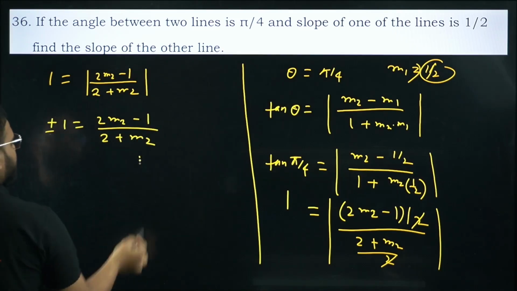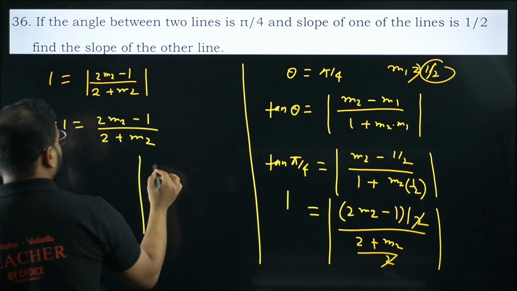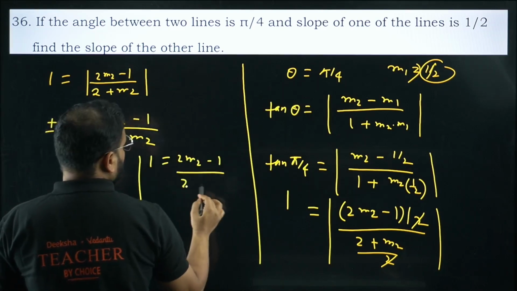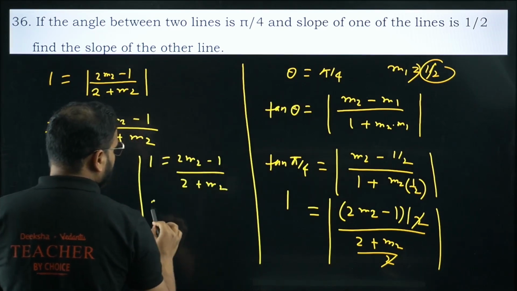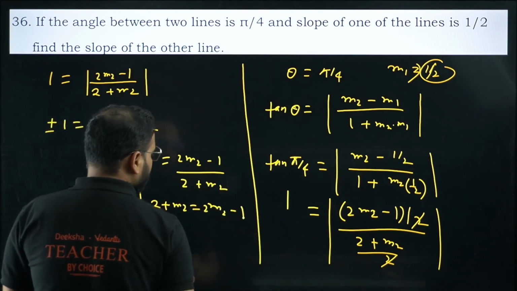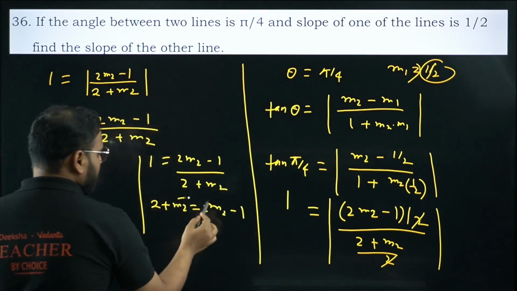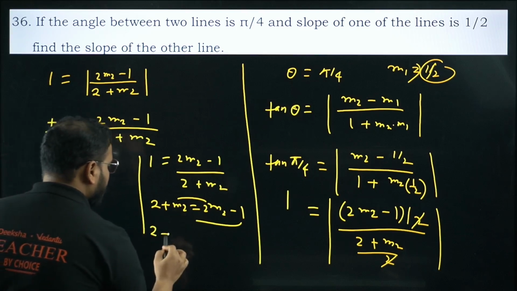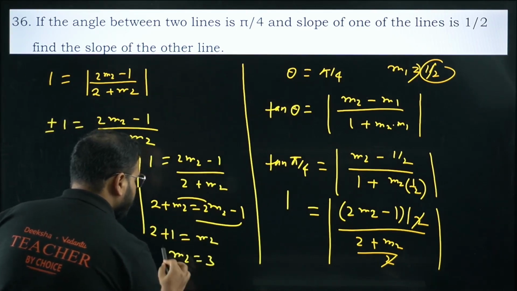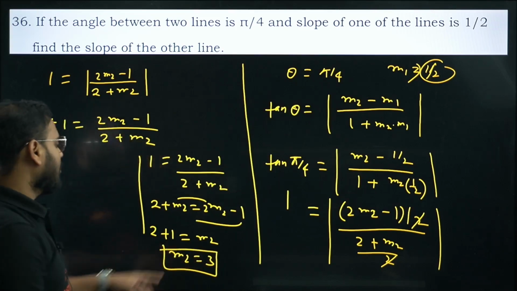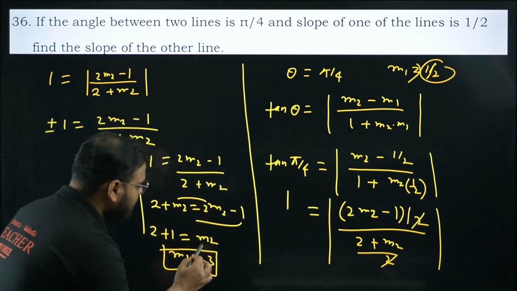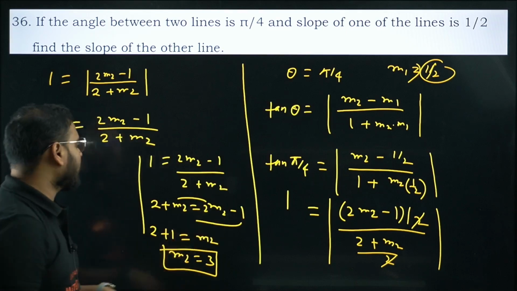Cross multiply for two different cases. First case is positive. Let's take over here 1 equals 2m2 minus 1 upon 2 plus m2. What I'm getting here? 2 plus m2 equals 2m2 minus 1. Okay. Bring this over here and bring this over here. What I get? 2 plus 1 equals m2. How much is that? m2 equals 3. Please cross check. 2m2 minus m2 is simply m2, and 2 plus 1 will be 3. Okay, this part is clear.